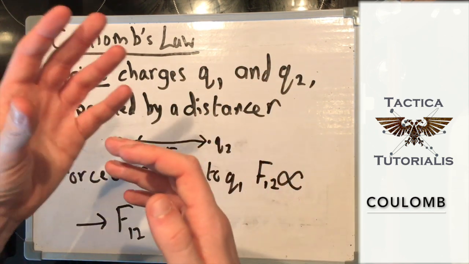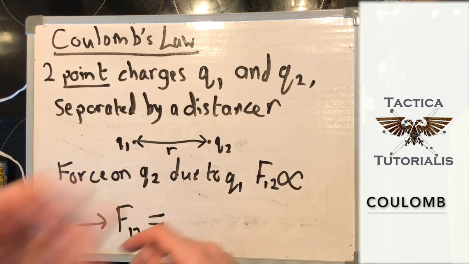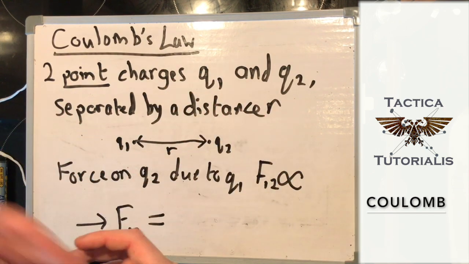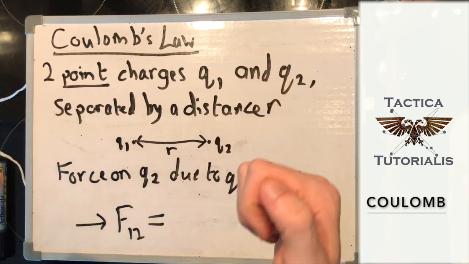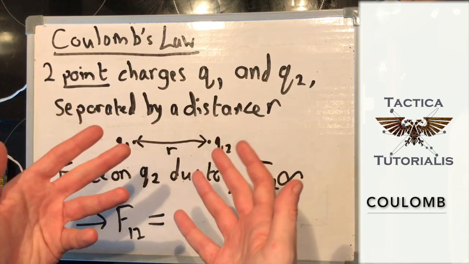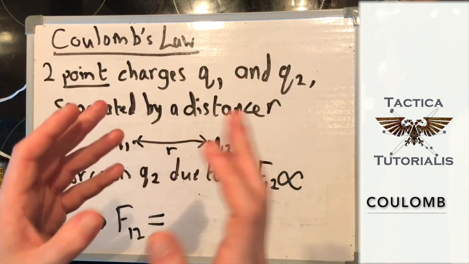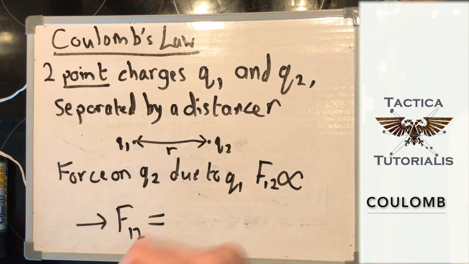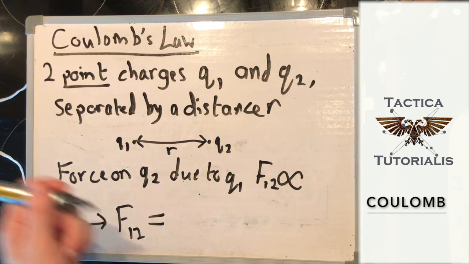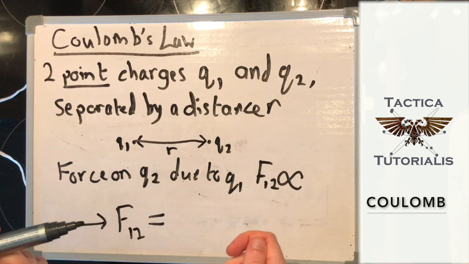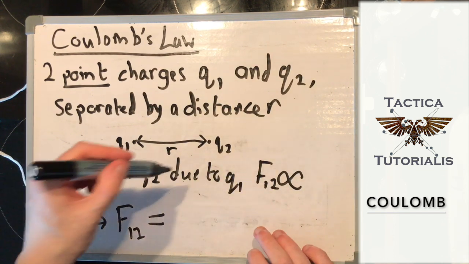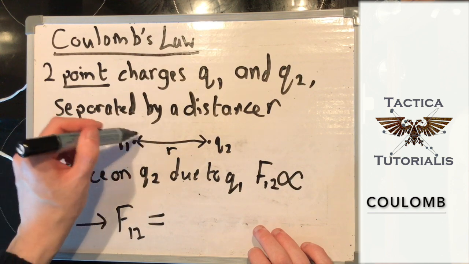So charges attract and repel each other based on their positivity or negativity. If you've got two positives, you get repulsion. If you have two negatives, you get repulsion. If you have positive and negative, you get an attraction. And we can then measure that force thanks to Coulomb. Coulomb worked out an inverse square law for the force on, say, Q2 due to Q1.